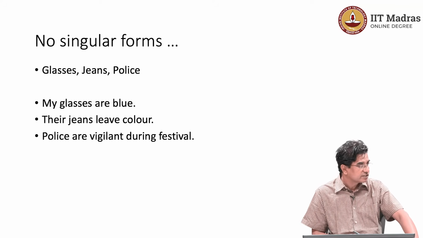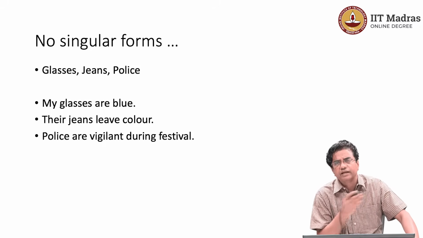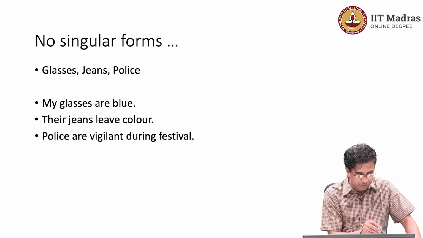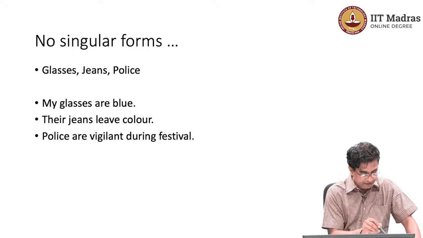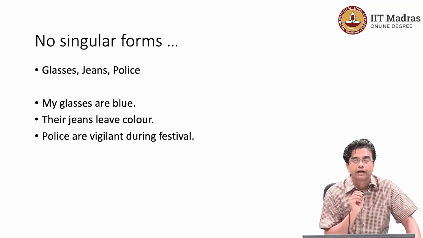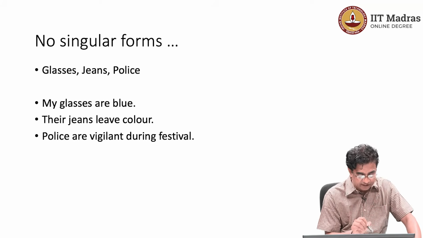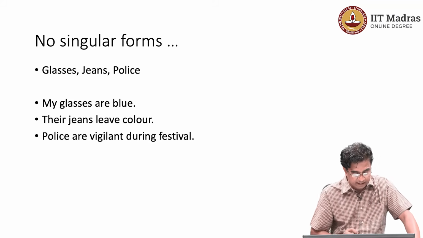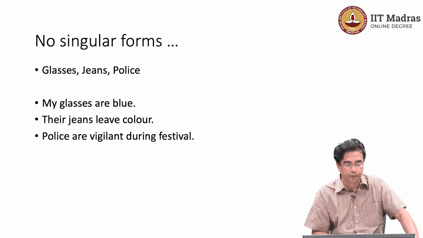Some nouns do not have singular forms, like glasses, jeans, police, and many of them. I'm just giving you a couple of examples. My glasses are blue. We will never say my glass is blue, because this noun can only be used as plural. Their jeans leave color. So leave has plural marking on it. Police are vigilant during festival, are making police plural.